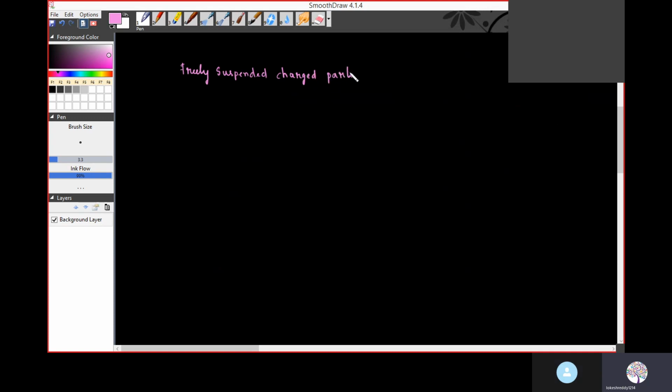Freely suspended charged particle. Now, freely suspended charged particle, here we have two. One is negative and the other one is positive. Now here I will take a positive charge and see what forces are acting on it.